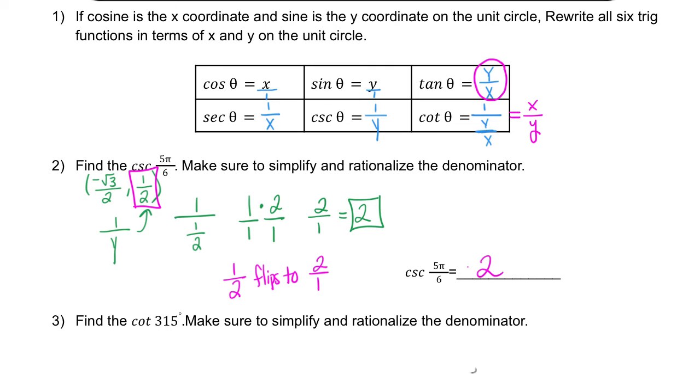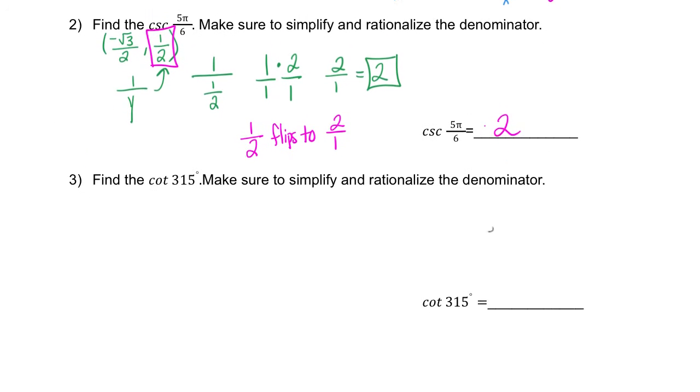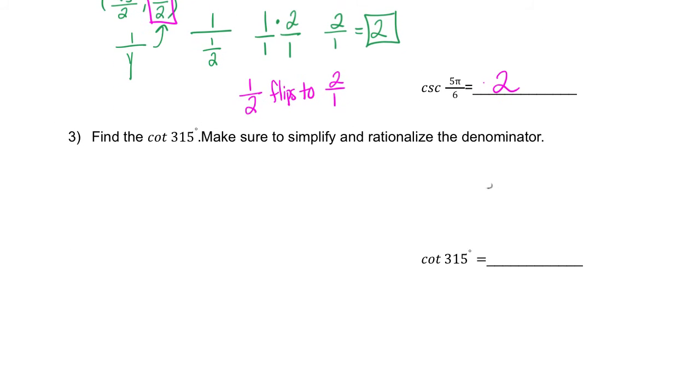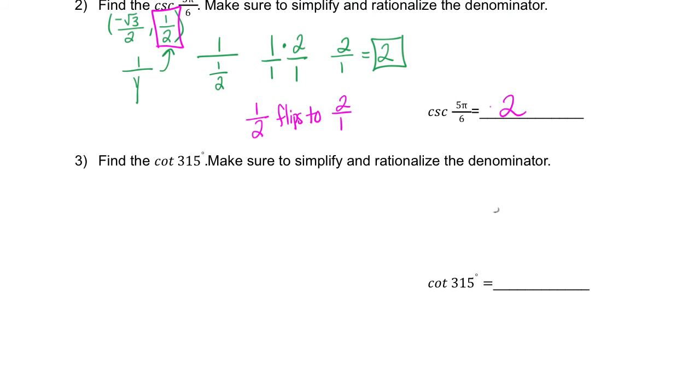Let's look at one more. So finding the cotangent of 315 degrees. When we look at 315 degrees in quadrant 4, my coordinate is square root of 2 over 2, comma, negative square root of 2 over 2.